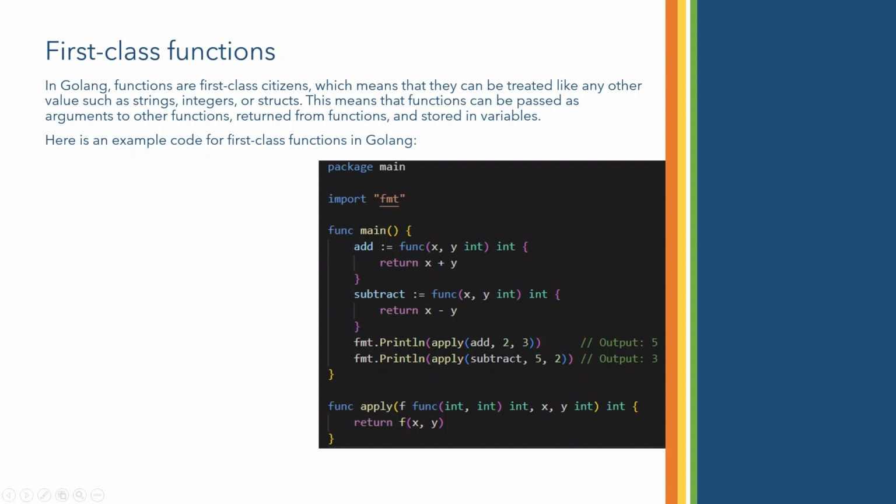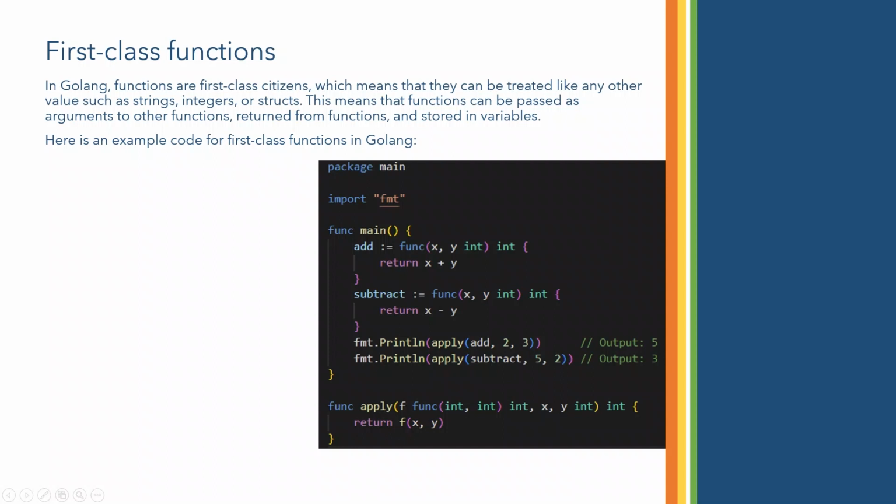If you observe one more function called apply here, the apply function takes f as a function, which takes two integer values and returns one more integer value. The other parameters are the integer values we are going to pass to it, and it will return f of x comma y. So this is how we handle add and subtract as part of first class functions.